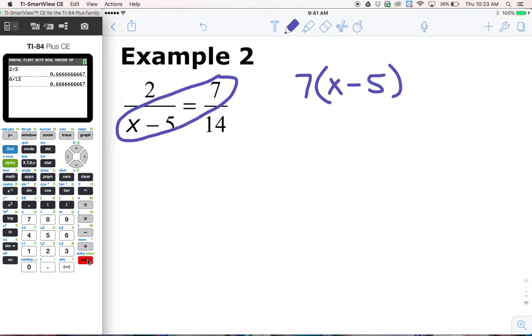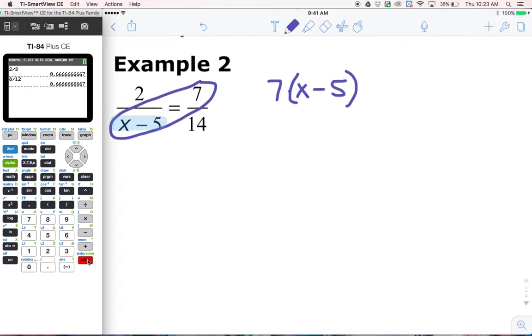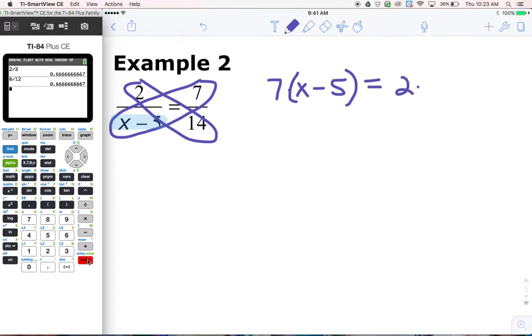Please notice, I'm multiplying 7 times the entire denominator, which means if I did not have parentheses here, I would be wrong because that would be just 7 times x. If you don't have the parentheses, you're not also multiplying the negative 5. You have to have parentheses, okay? And this is going to be equal to 2 times 14. Okay, so let's clean this up. We've got 7x minus 35 is equal to 28.